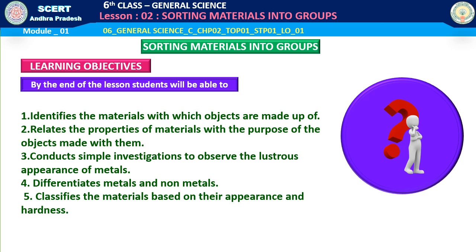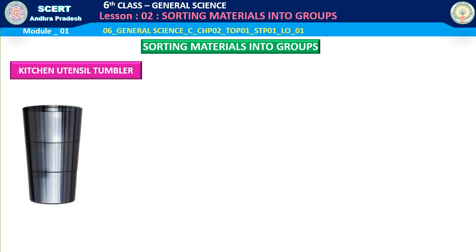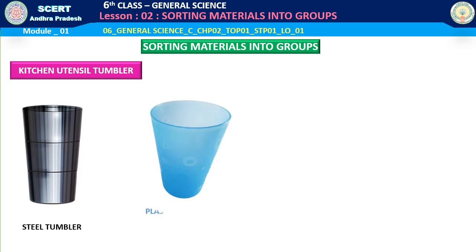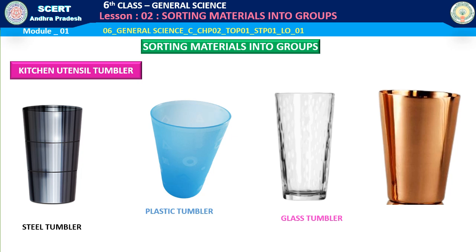Dear children, let us observe our kitchen utensils. You know that a tumbler is made of steel, plastic, glass and copper. Do you know which tumbler is best to drink water? As compared to a plastic tumbler, a glass tumbler is a better option to drink water.